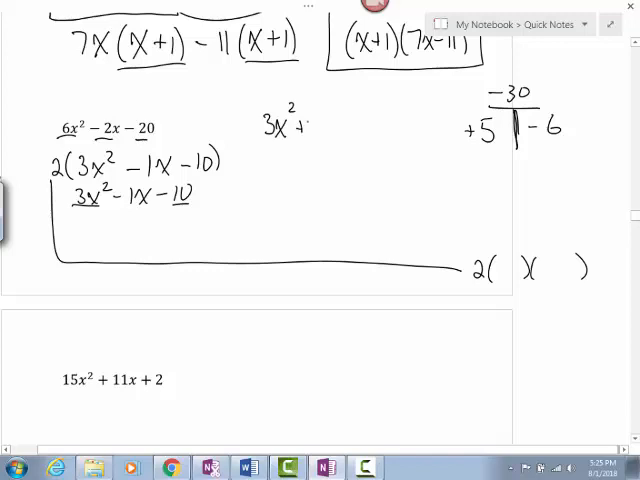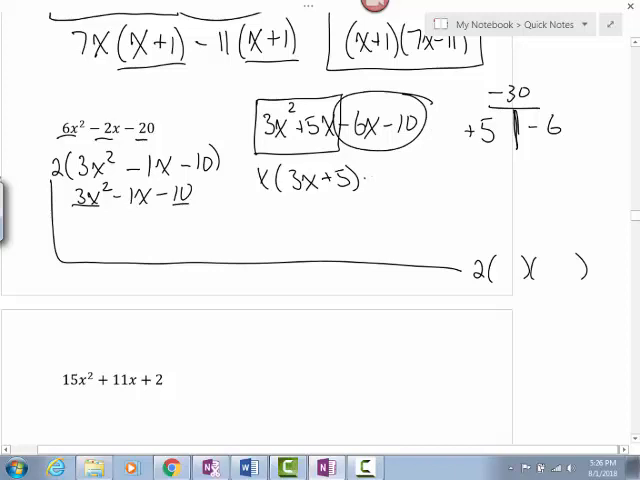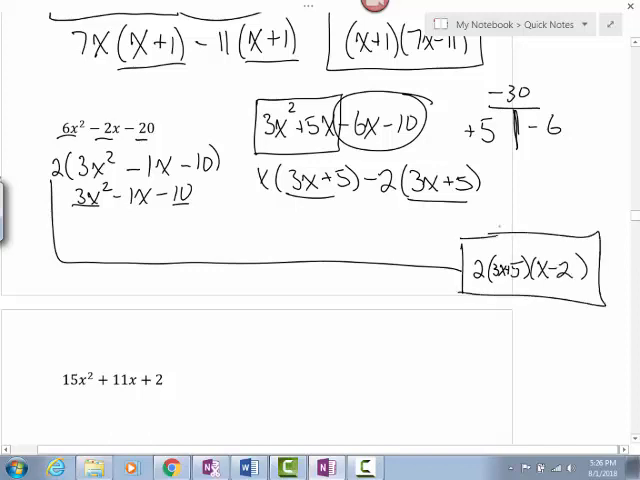3x squared plus 5x minus 6x minus 10. Okay. So out of there I can factor out, say, an x. I'm left with a 3x plus 5. Out of here I can factor out a minus 2. And I'm also left with a 3x and a plus 5. So here's my common factor, 3x plus 5, and the other factor is an x minus 2. Good deal.